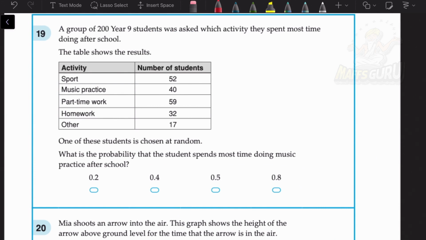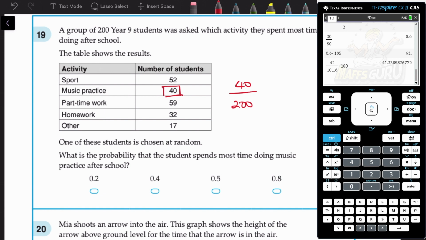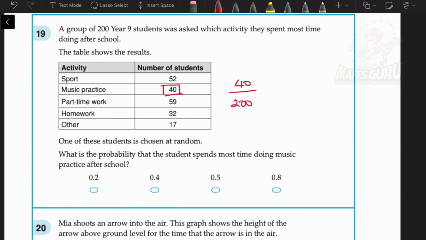Question 19. A group of 200 year 9 students were asked which activity they spent most time doing after school. The table shows the results. Me would be sleeping. One of these students is chosen at random. What is the probability that a student spends the most time doing music practice? So we select the number of students who do music practice and divide it by how many there were in total. And again, put that into my calculator. So I'm going to get 40 divided by 200 gives me 0.2 as my correct answer.